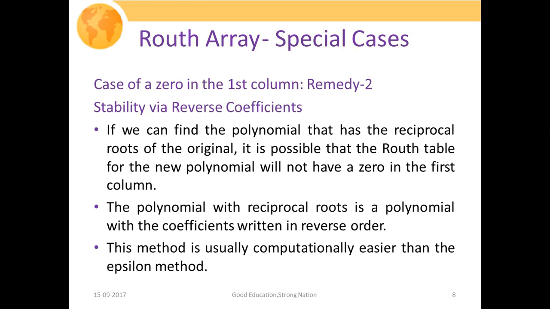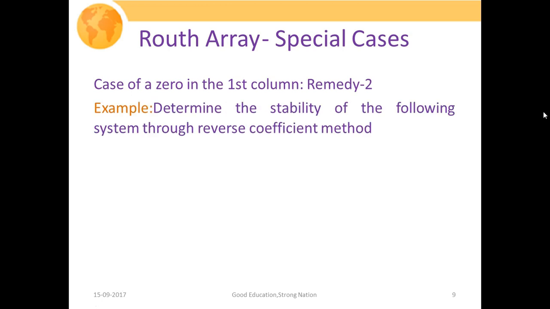The polynomial with the reciprocal roots is the polynomial with the coefficients written in the reverse order. So if we want to find the polynomial which has the reciprocal roots, we'll simply write down the coefficients in the reverse order. This method is usually easier in terms of computation than the epsilon method. So again, we'll try the same problem with this second method, the reverse coefficient method, and check the stability of the system, whether we'll get the same answer or not.